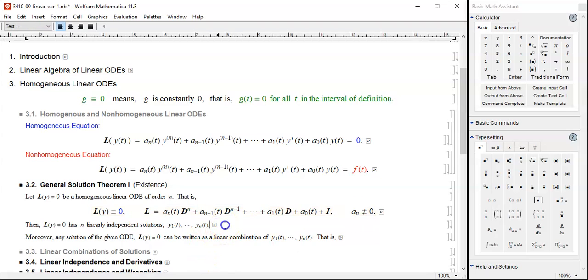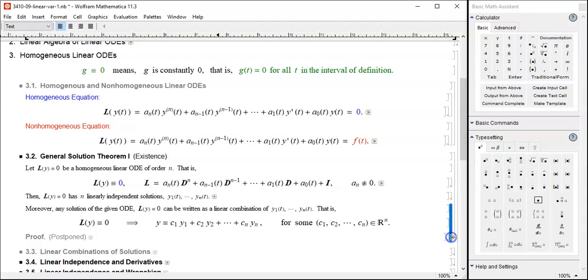Then this ODE has n linearly independent solutions, y1, y2, y3, and so on, through yn. Moreover, if there's any other solution y, then that y can be written as a linear combination of those y1 through yn. So any solution can be written as a linear combination of y1, y2, y3, and so on.